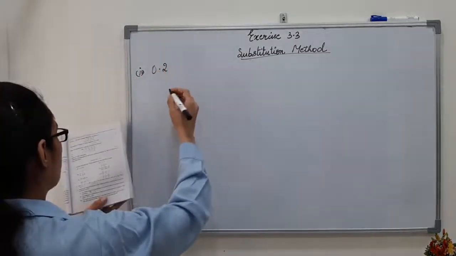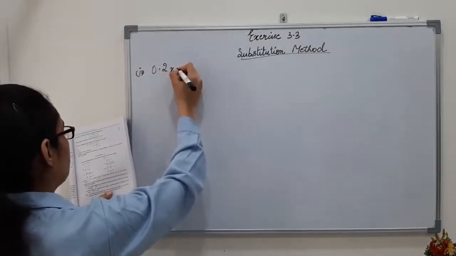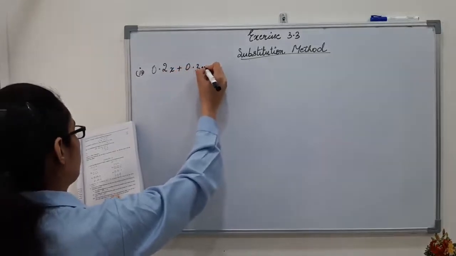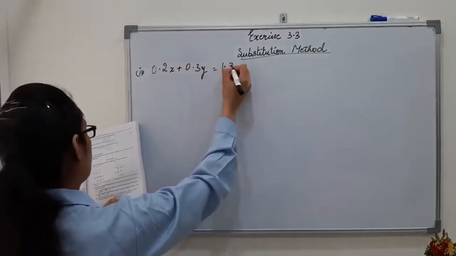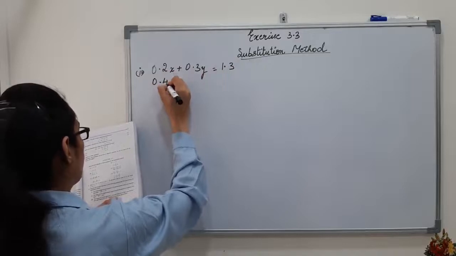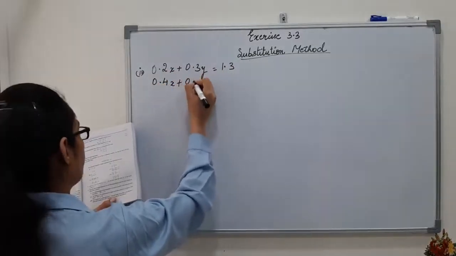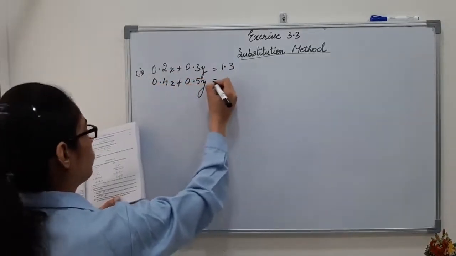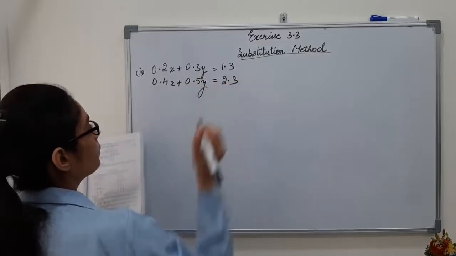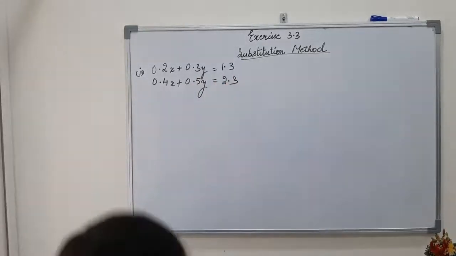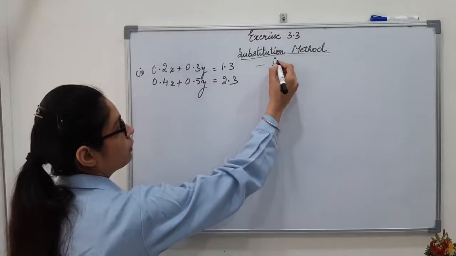0.2x plus 0.3y is equal to 1.3. 0.4x plus 0.5y is equal to 2.3. So these are the two equations which are given.